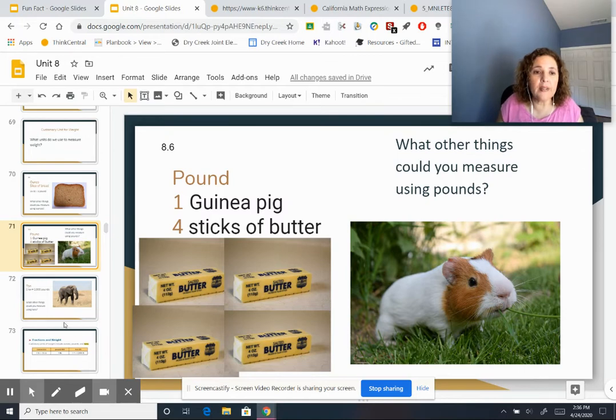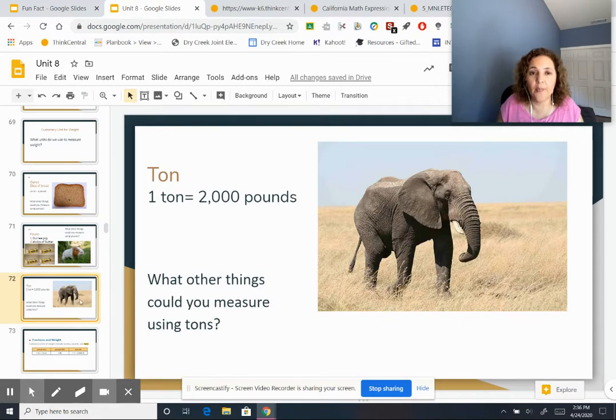Then our biggest unit of measurement for weight is a ton, okay? So an elephant weighs about 2,000 pounds, which is about 1 ton. So 2,000 pounds is 1 ton. That's quite heavy. Think about football players, the big and bulky ones, not the running backs, the big bulky ones that have all those muscles. About 10 of those football players would weigh a ton, okay?